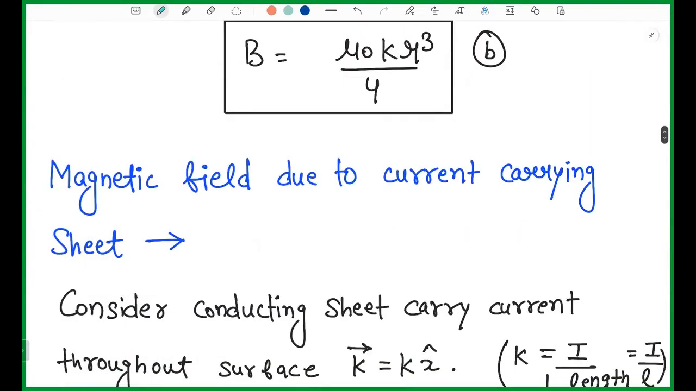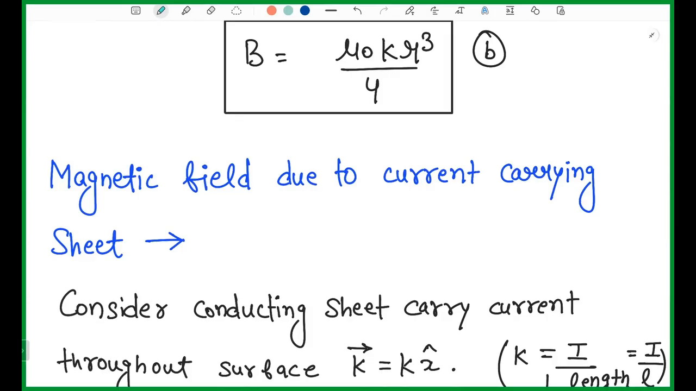Okay, so this was the 3 applications for cylinder. One was hollow, another was uniform solid, and third was non-uniform solid. Now I'm going to give you another application, but this is a different application, and this is for the current carrying sheet.